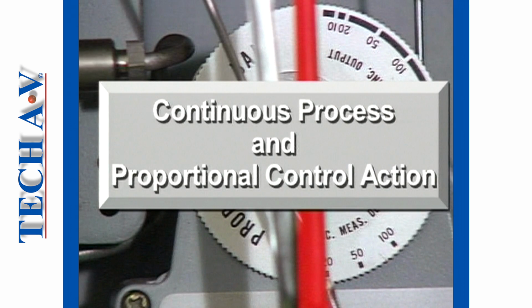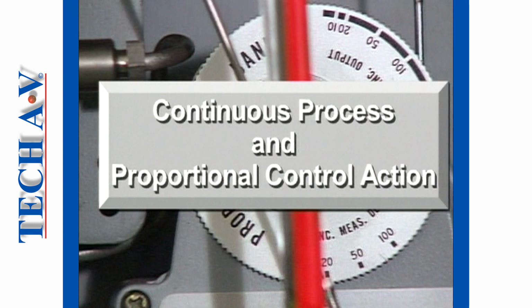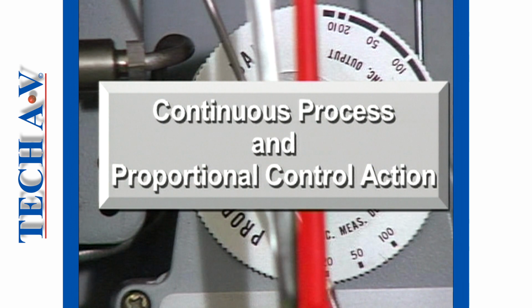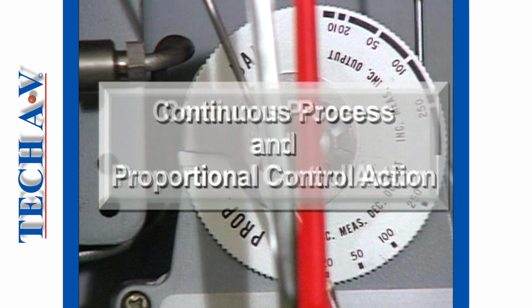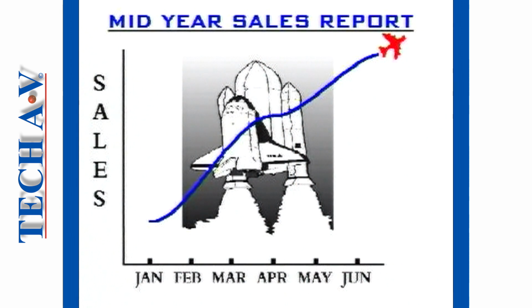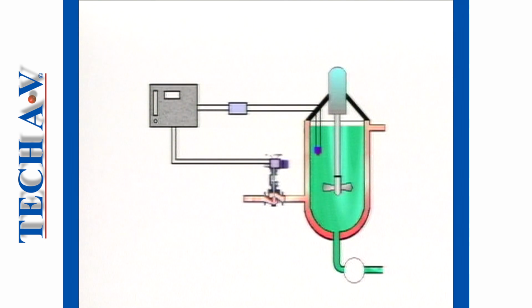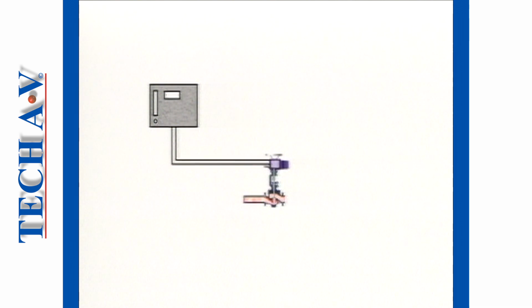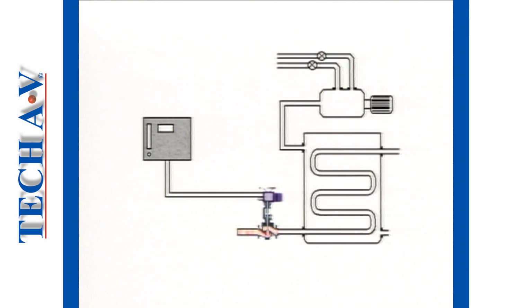Welcome back as we begin part 2, introducing continuous process systems and proportional control action. In our fictitious company, let's suppose the demand for their products increased to the extent that the batch processing method just wasn't able to cope. The management and engineers decided that a relatively cost-effective solution would be to install a continuous process system.